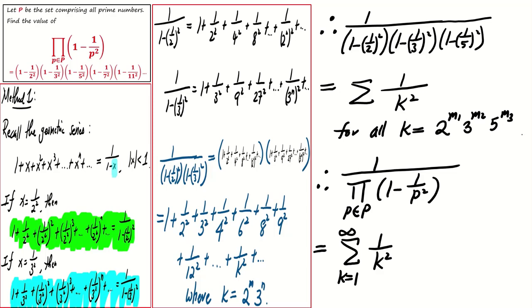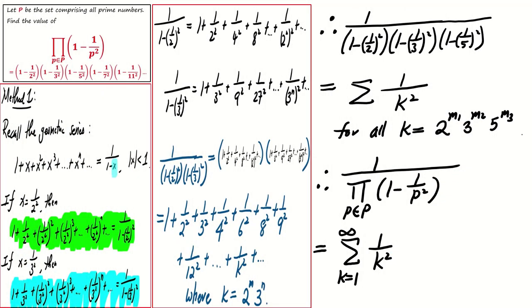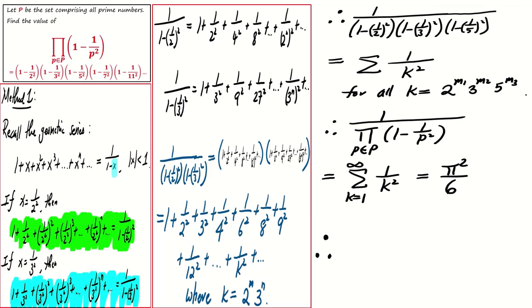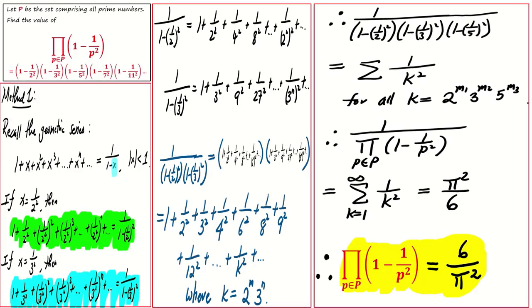As you know from the previous video, this expression equals pi squared over 6. And therefore we conclude that the product of 1 minus 1 over p squared over all primes p equals 6 over pi squared. And this is the end of method 1.